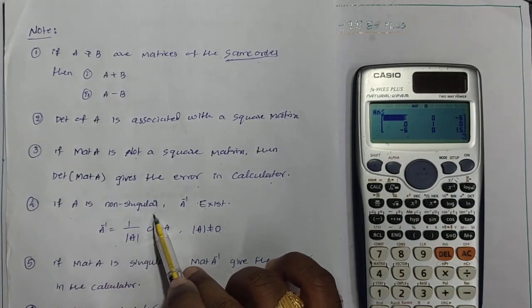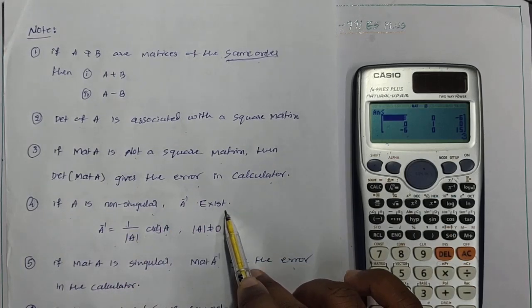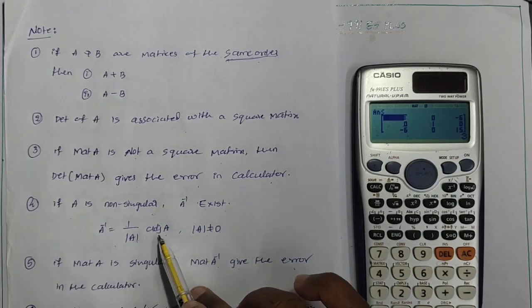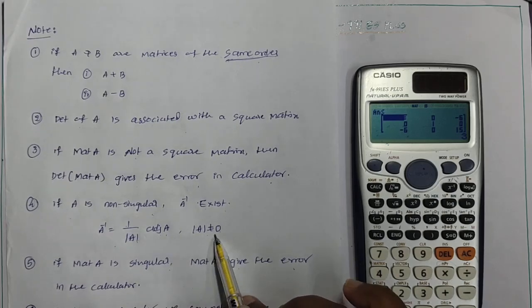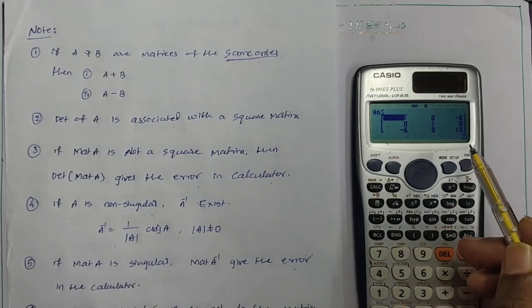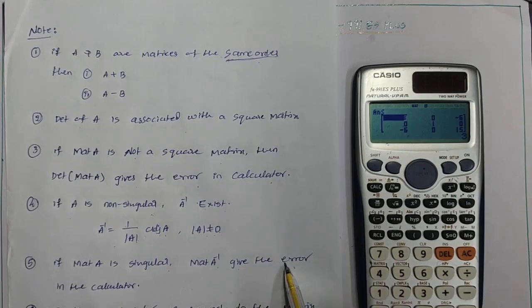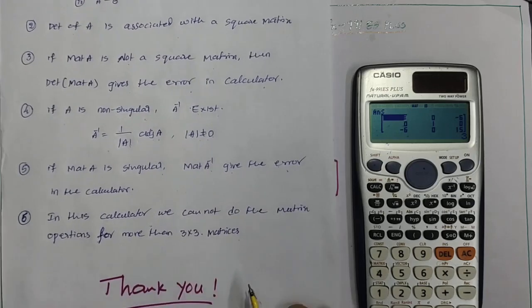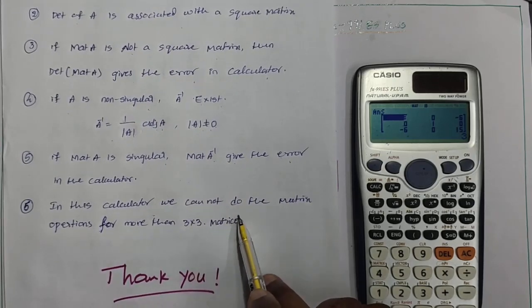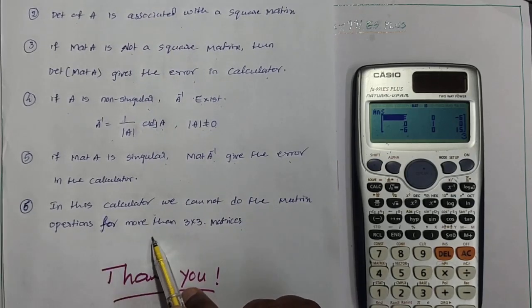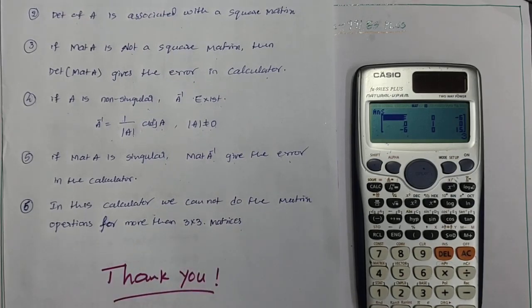If A is non-singular, then A inverse exists. A inverse equal to 1 by determinant of A into adjoint of A, with det A not equal to 0. Suppose in the calculator mat A is singular, then mat A inverse gives the math error in the calculator. In this calculator, we cannot do the matrix operations for more than 3 by 3 matrices. That means we cannot do the matrix operation for the higher order matrices.